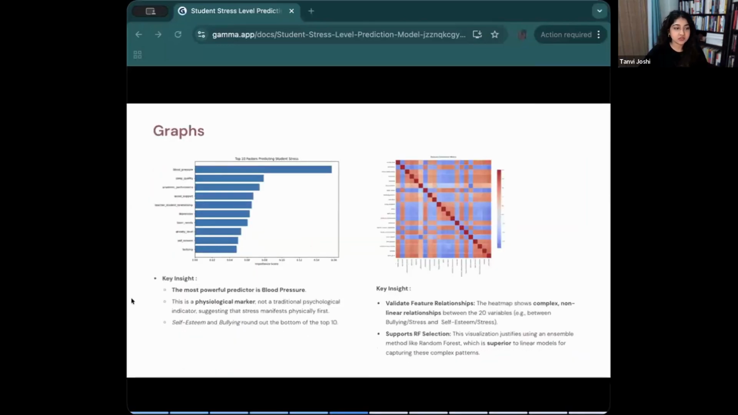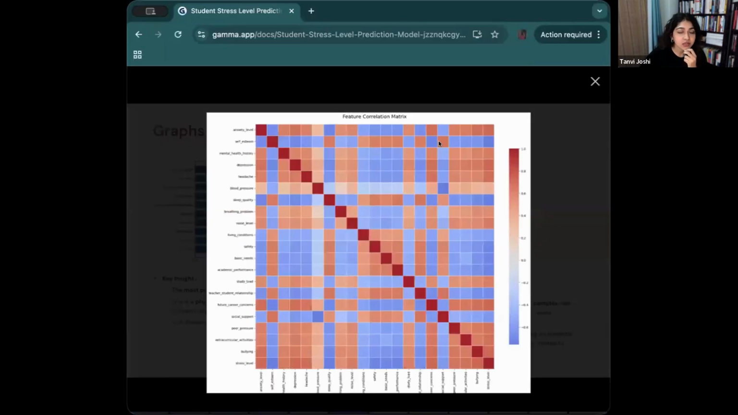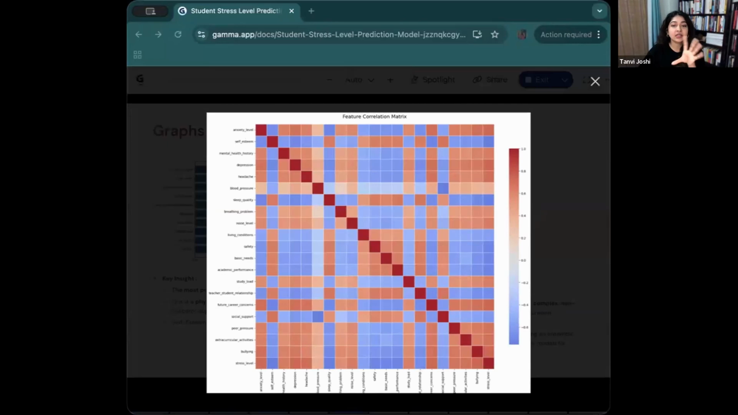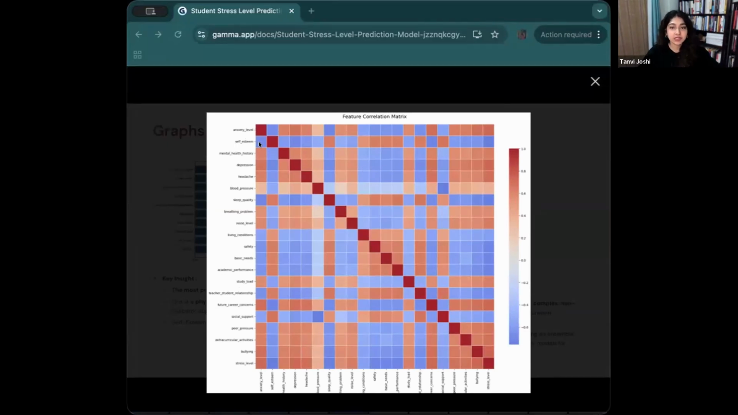This is my graphs for the key indicators and the heat map, showing the relationship between the variables. We see strong negative correlations. I don't know if you can see over here. Yes, we can see negative correlations for protective factors. For example, high self-esteem strongly correlates to lower stress. So the higher the stress, the lower your self-esteem is.